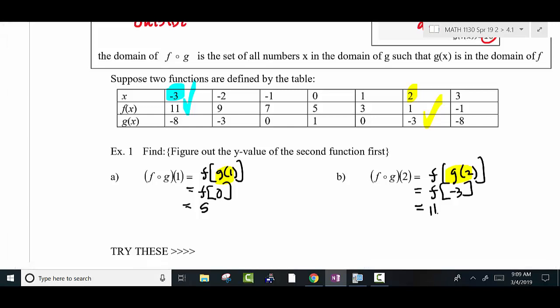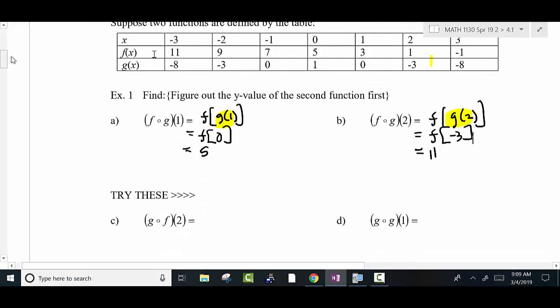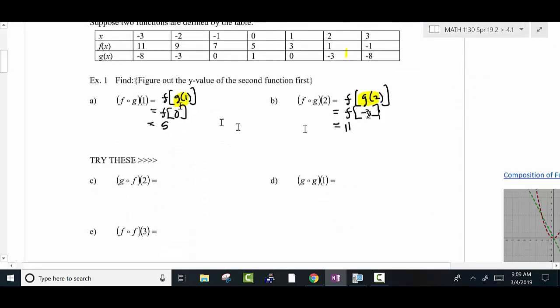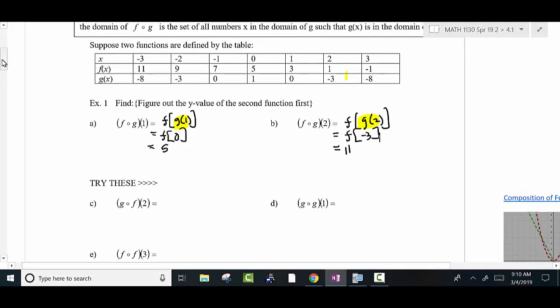Go ahead and try the 2 at the bottom there and see what you get. Just look at the chart that I gave you and see if you can figure out what those are going to be. This is a good way to start learning about function composition, which is basically how to do this with a chart. The next 3, I want you to do the next 3.